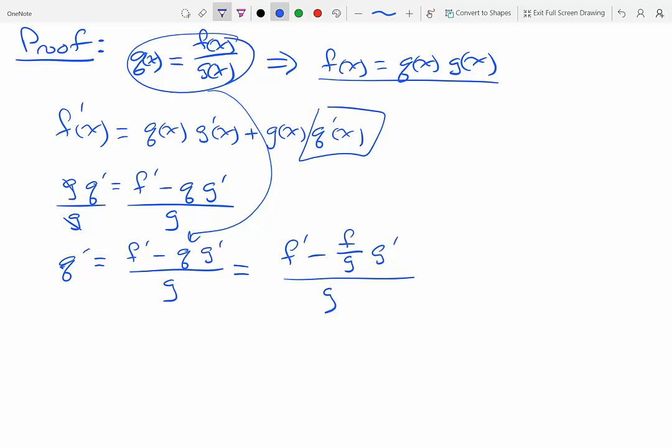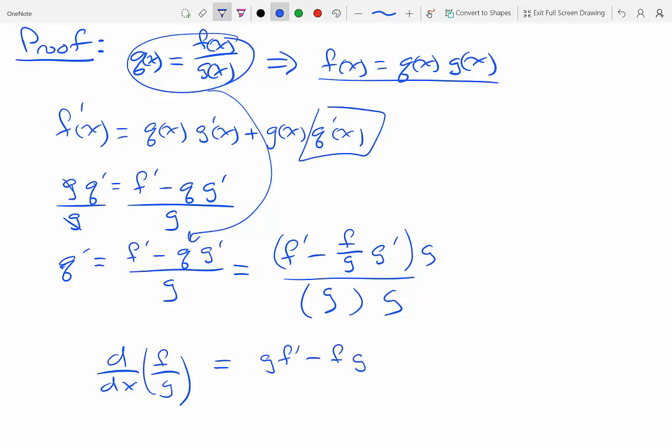Now, this is a compound fraction. So if I multiply the top and the bottom by g, then I will get that q prime, which is the derivative of f over g, is going to be equal to g times f prime minus f times g prime, all divided by g squared.